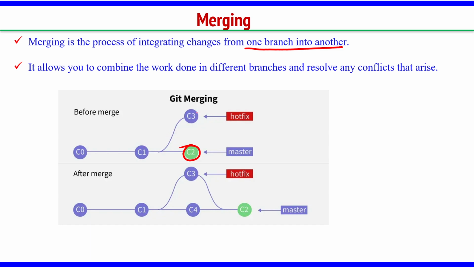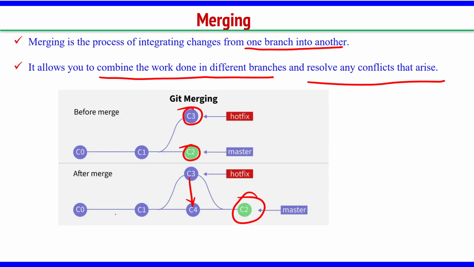Now you have made a hot fix, you have made a change C3, right? You want to merge this. When you want to merge this, see what we are doing here: that C3 which you have merged is updated here as C4, and then the C2 remains the same, right? It allows you to combine the work done in different branches and resolve any conflicts that arise.